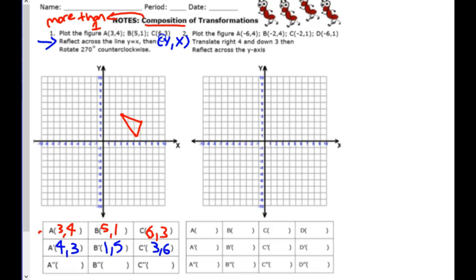Now let's graph those new points to get my new figure. So (4, 3), going to kind of overlap it. That's fine. (1, 5), and then (3, 6). If I connect them, they do overlap. And doesn't that look like it's been reflected diagonally, right?